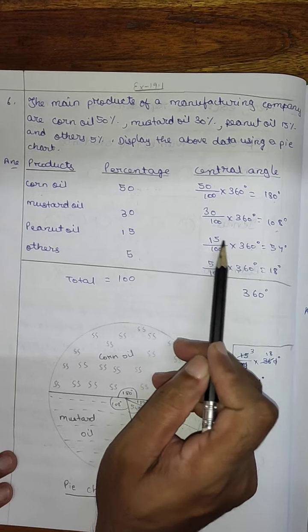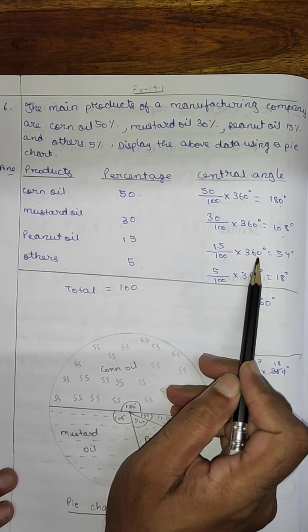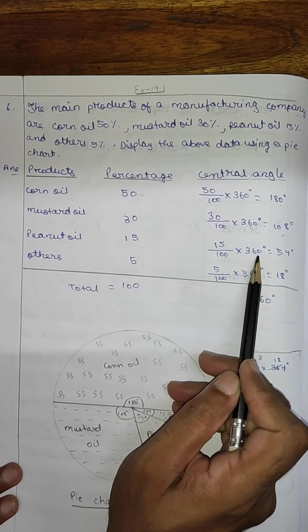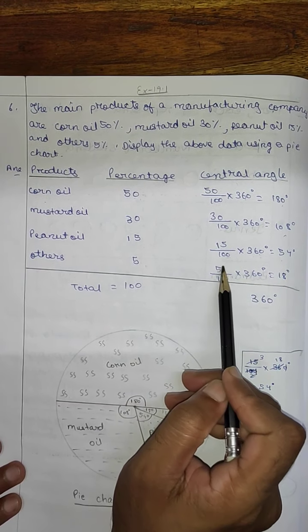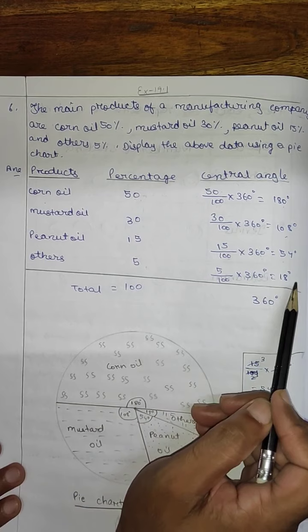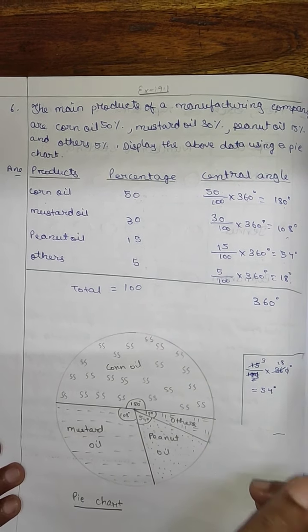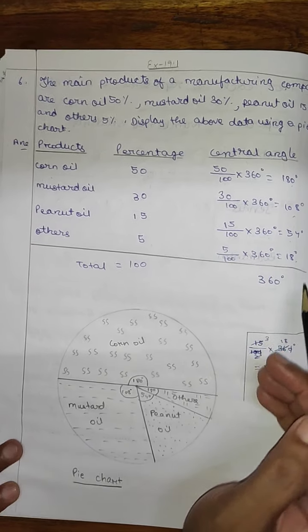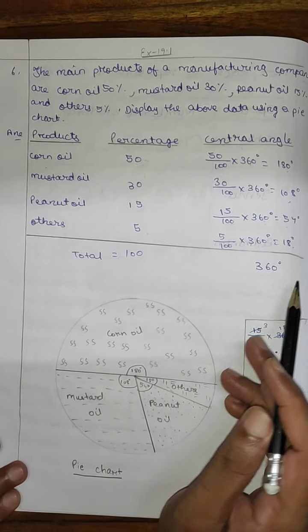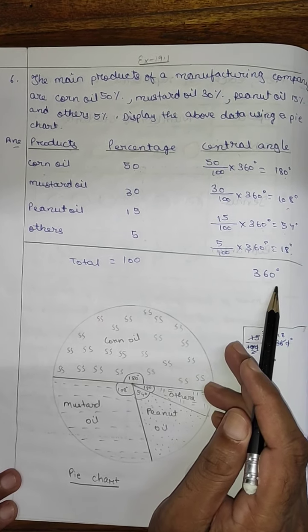Next one, 15 divided by total 100 into 360. Formula, value of each component by total value into 360 for finding the central angle. After cancellation, you are getting 54. Last one, 5 by 100 into 360, getting 18 degree. If needed, you can do the rough work here. After getting all the angles, add them and check whether 360 is coming or not. If it is coming, it is perfect.